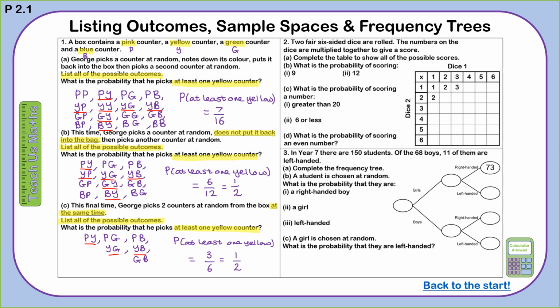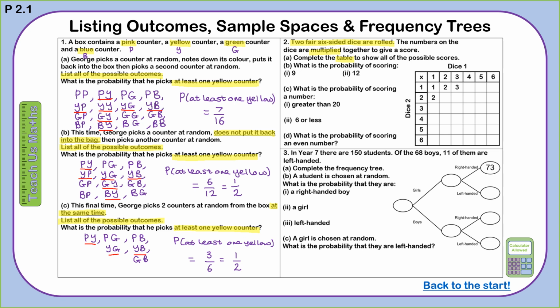Question 2. 2 fair 6-sided dice are rolled. The numbers on the dice are multiplied together to give a score. Part A. Complete the table to show all of the possible scores.